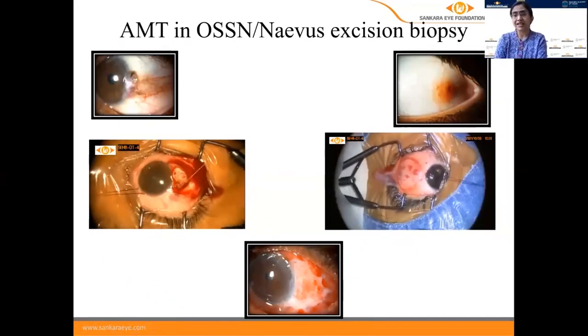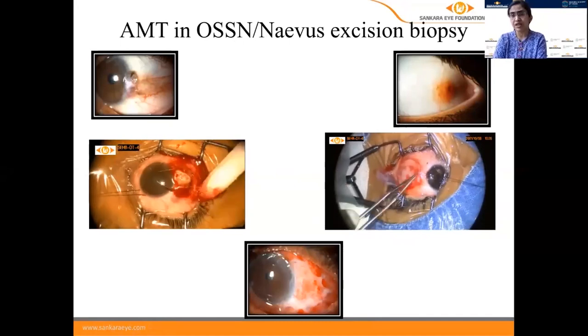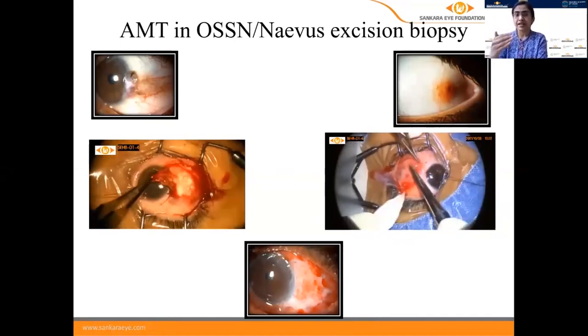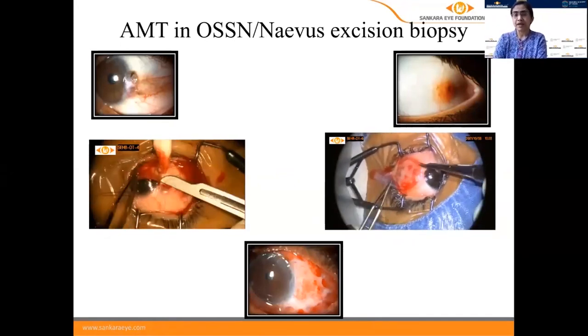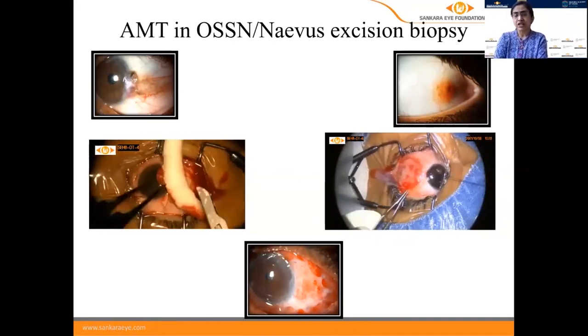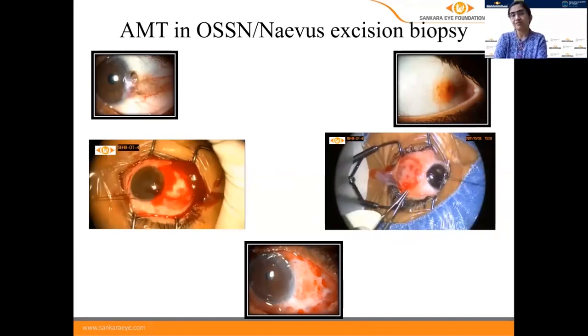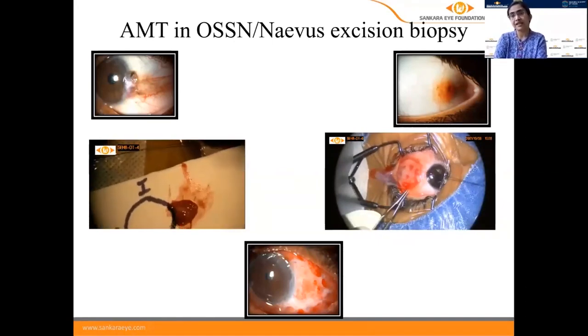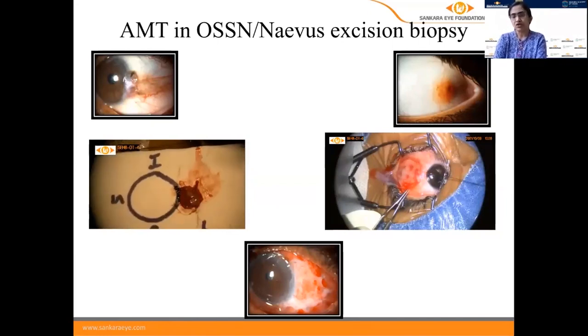So in these cases, the amniotic membrane is used after the removal of the tumor, after the cryo excision, and then the membrane is placed over that. The only thing in these cases is that because it is cryo, the amniotic membrane sometimes tends to get absorbed faster and there will be a little more inflammation.